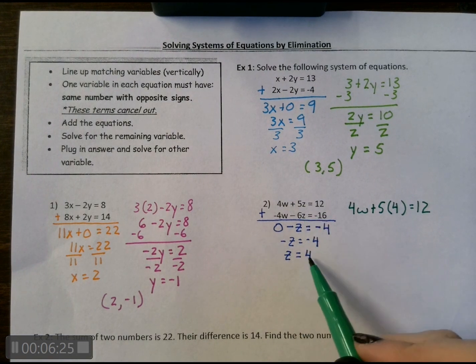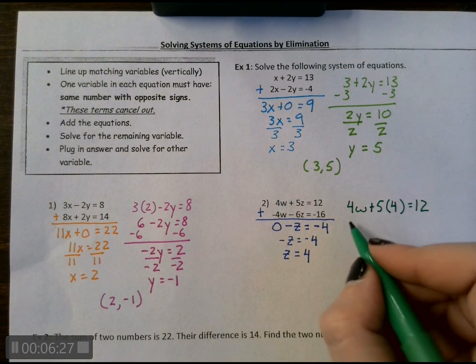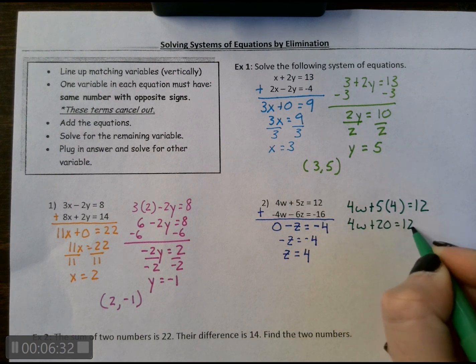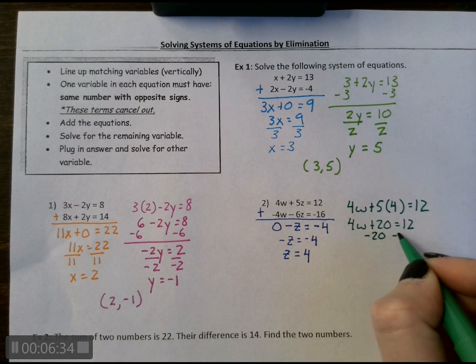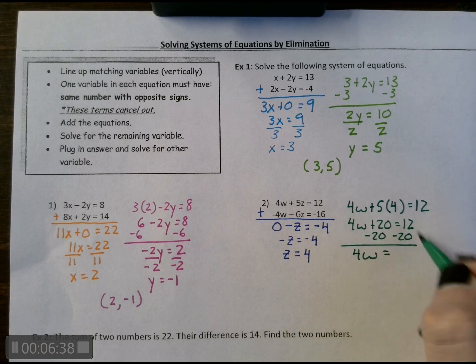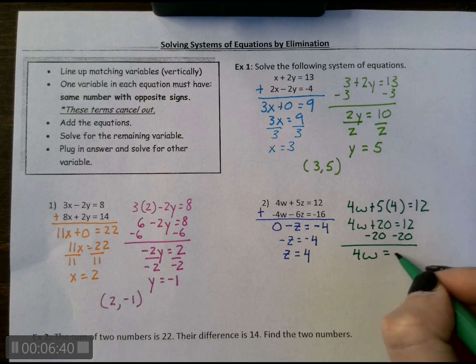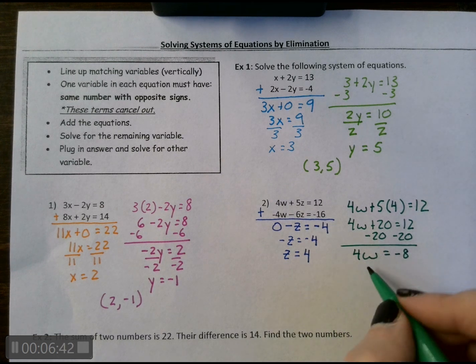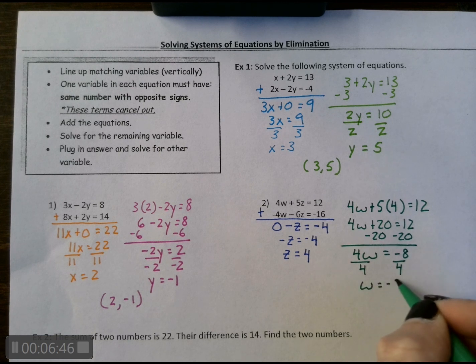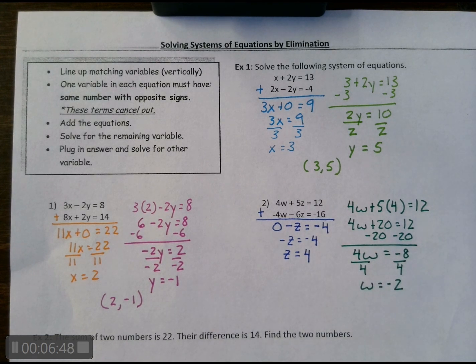Okay, so everywhere there was a Z, I put a 4. So 4W plus 20 equals 12. We're going to subtract 20 from both sides. So 4W equals, what's 12 minus 20? Hopefully you guys said -8. We're going to divide by 4. So W equals -2. Okay?